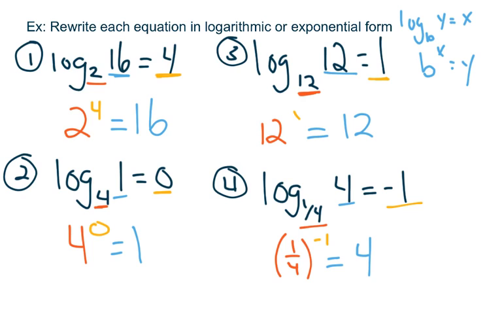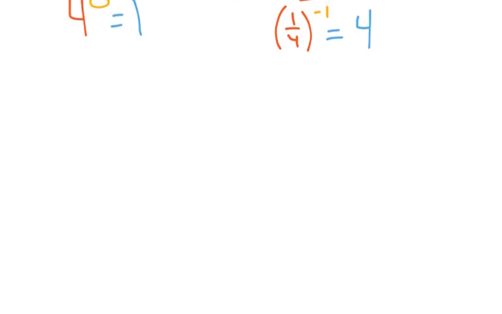Remember what I said in the video for exponent properties? Anytime we have the negative first power, that essentially means reciprocal. So the reciprocal of 1/4, because this says 1/4 reciprocal, well, that's 4. Flip the fraction over and that gets you 4. So that should make sense. Let's try going the other direction.